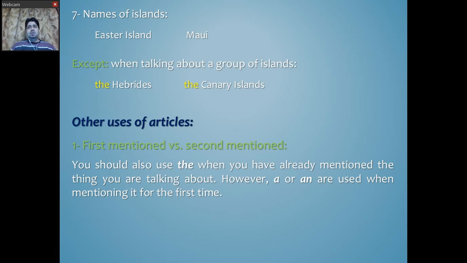Now the reason why is this: when you first mention it, it is unknown to the other party in your conversation. But when you mention it for the second time, then at least they have a background. You mean that thing, or you mean that person you mentioned earlier in the conversation. It becomes, in a sense, known to them. So you can use the here in this case.